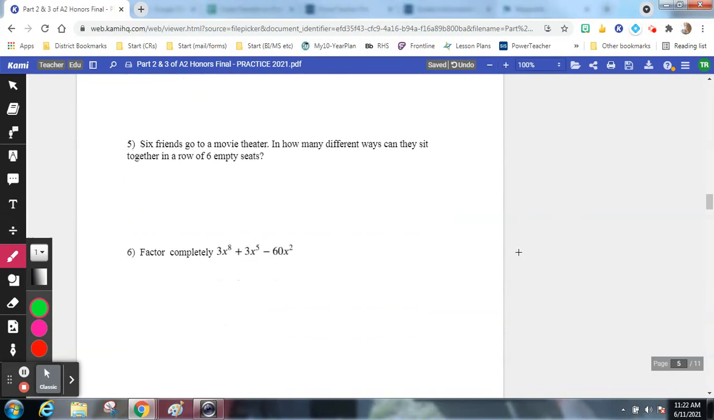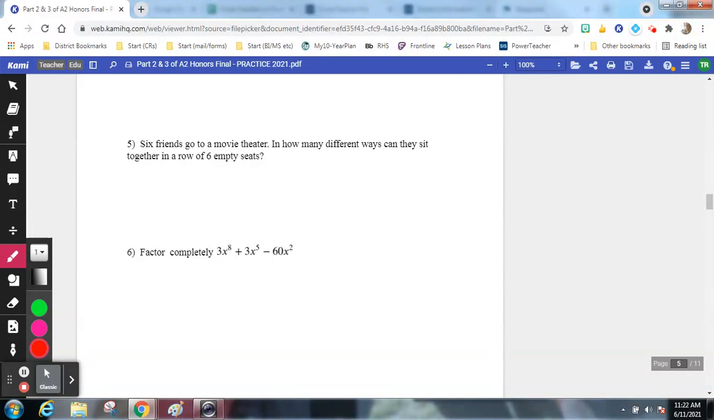Okay. Number 5, 6 friends go to the movie theater. How many different ways can they sit in a row of 6 empty seats? So this is a combination permutation problem, and you need to decide: does order matter or not? Remember, if order matters, that's a permutation. If order doesn't matter, it's a combination. If you are sitting in a seat, order matters. You can't sit in multiple seats at once. If I sit down first, I have now affected the order in which anyone else can sit.